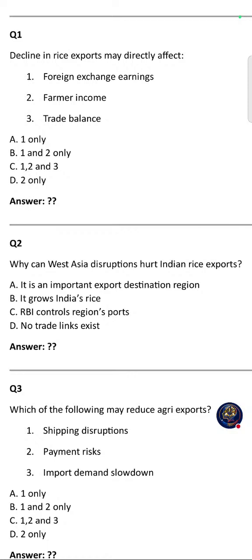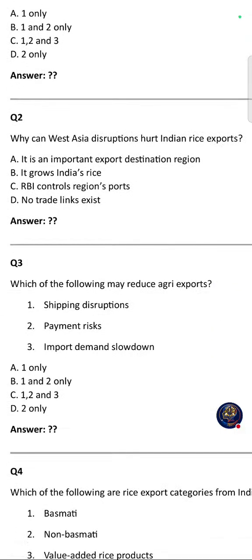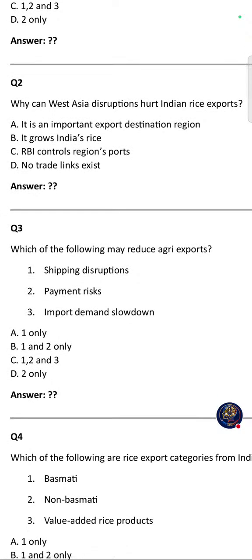What is the answer? Foreign exchange earnings, farmer income, trade balance. All three are correct. Why can West Asia's disruption hurt Indian rice exports? The correct answer is it is an important export destination region.